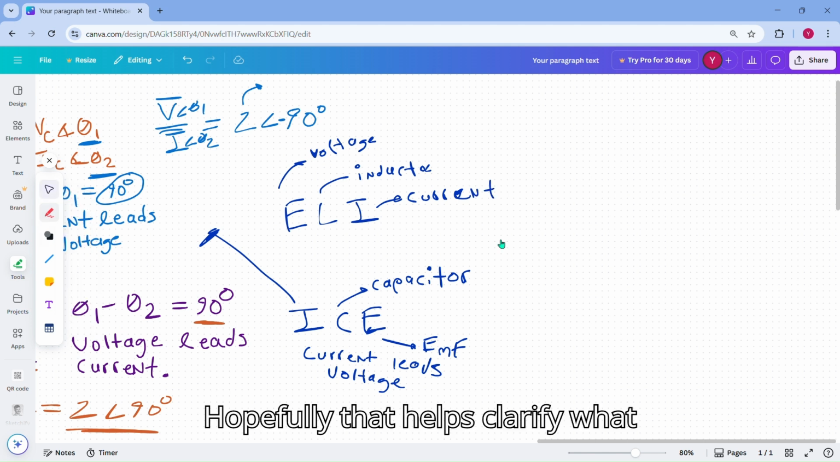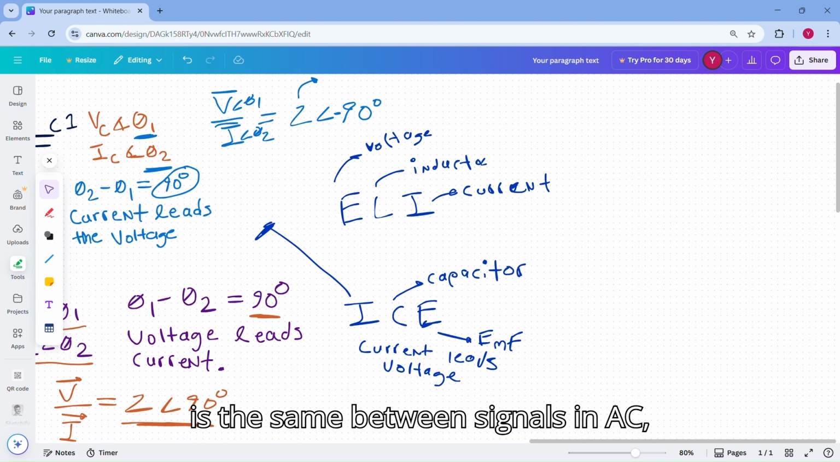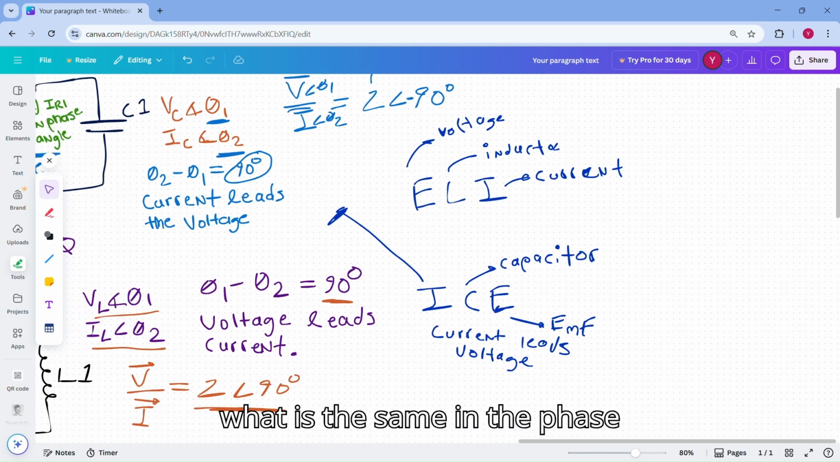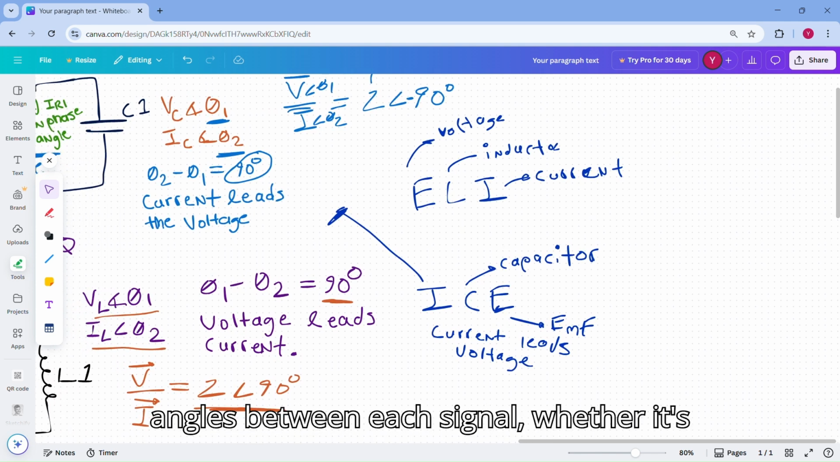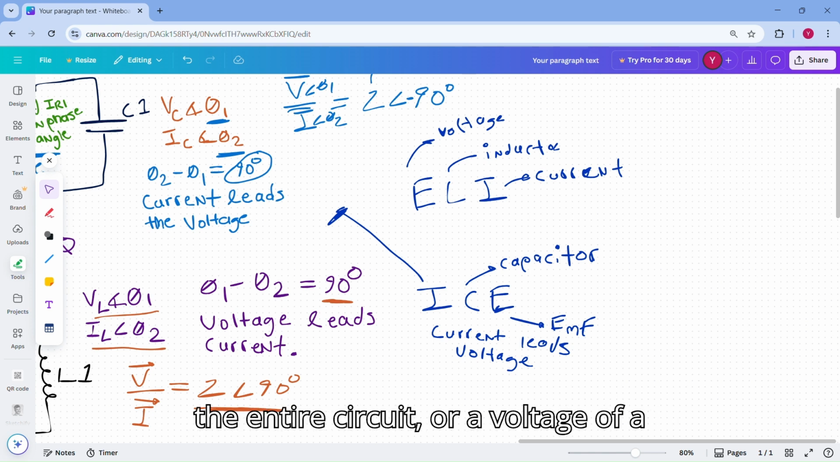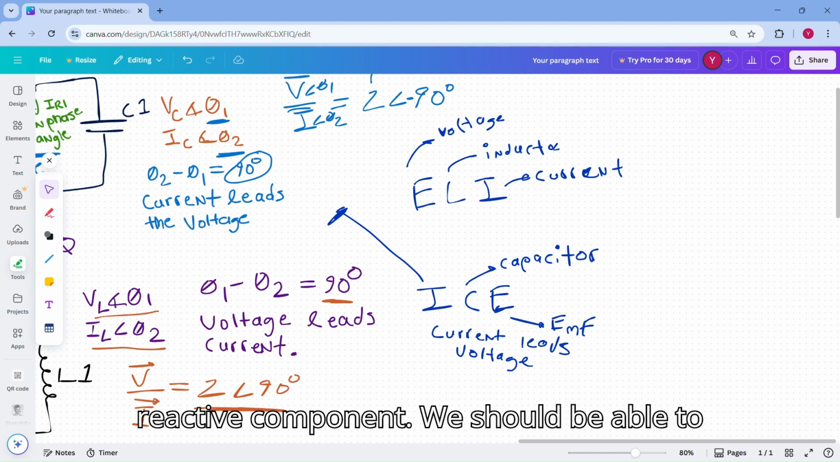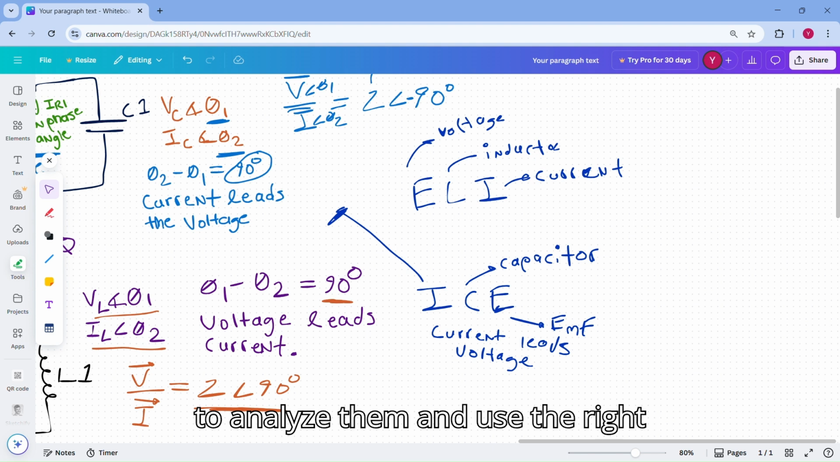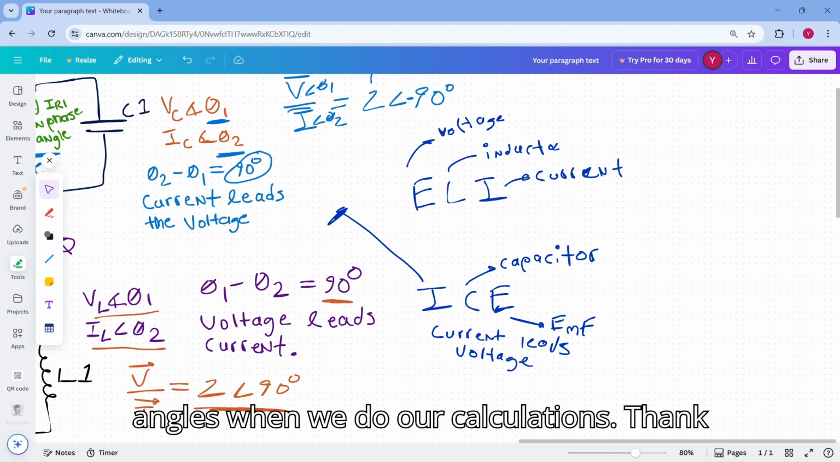Hopefully that helps clarify what is the same between signals and AC, what is the same in the phase angles between each signal, whether it's the voltage of the resistor, voltage of the entire circuit, or voltage of a reactive component. We should be able to decipher them more easily and now be able to analyze them and use the right angles when we do our calculations.